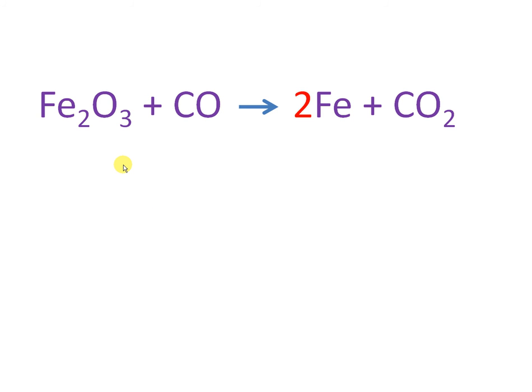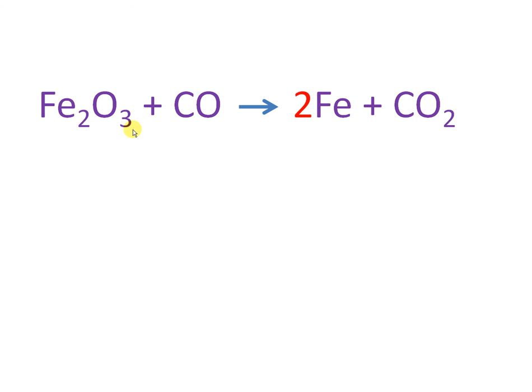So the next atom we're going to look at is the oxygen. We can see on this side we have 3 and 4, while over on this side we only have 2. So there's a number of places we could look to change the number of oxygens to try and balance it. We could look here, we could look here, or we could look here.